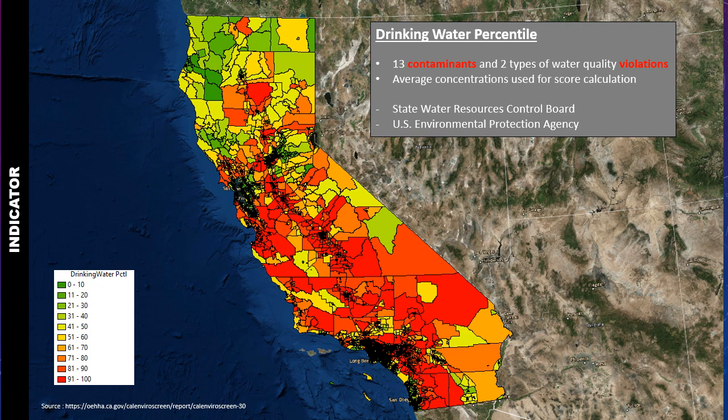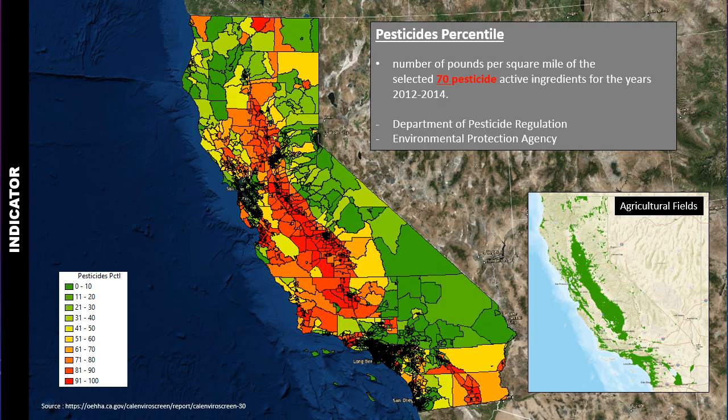The next indicator is drinking water contaminants. The pollutants are from 13 contaminants and 2 types of water quality violations. The score is calculated using average concentration. The next indicator is pesticide. The score is calculated from the number of pounds of 7 selected pesticides used from 2012 to 2014.